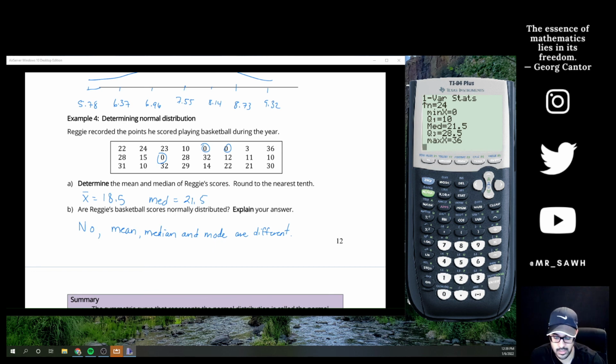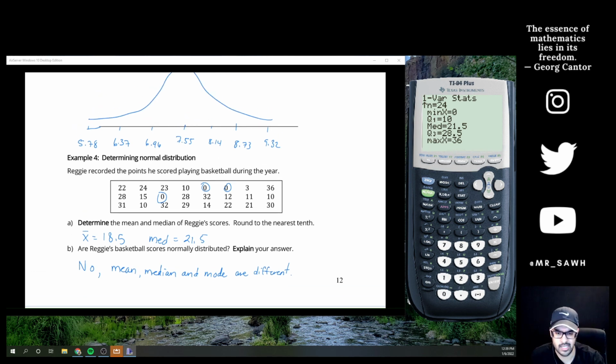Okay, so there is our lesson on the normal distribution. In the next one, we'll talk about the standard normal distribution, how I can take any data set and represent it in a standard, consistent way across examples.